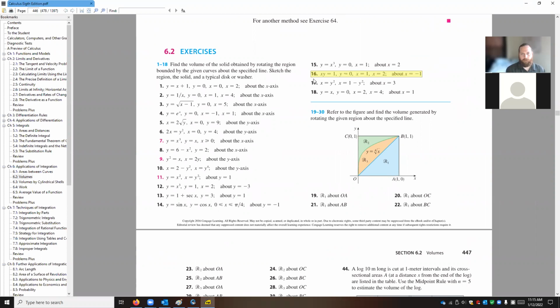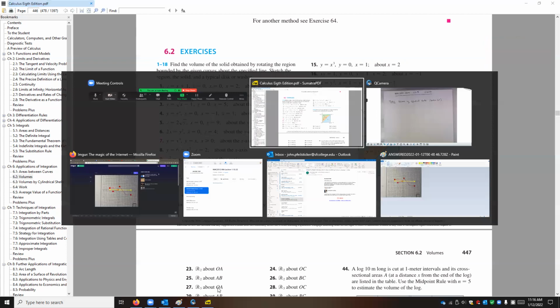So what we're going to do is find the volume of the solid obtained by rotating the region bounded by the curve x times y equals 1, y equals 0, x equals 1, and x equals 2, about the axis of rotation x equals -1. Of course, it's important you know what all of these look like. The first one here especially might be a little tricky. So let me just get this written down and we can get to it.